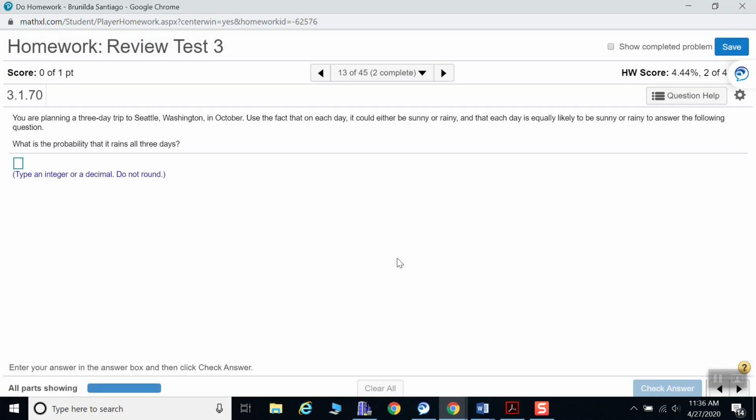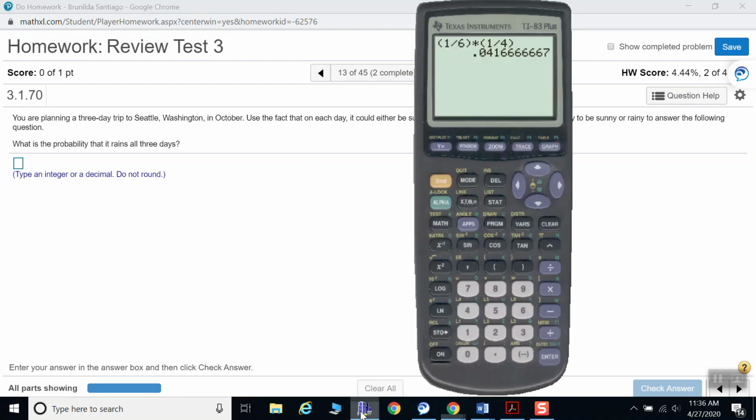So next, question 13. You're planning a 3-day trip to Seattle, Washington in October. Use the fact that on each day it could either be sunny or rainy, and that each day is equally likely to be sunny or rainy to answer the following question. What is the probability that it rains all 3 days? So what that means is that it will rain the first day and the second day and the third day. So it will be a product of 3 probabilities, and the probability of raining is it can either be sunny or it can rain. So again, I prefer to use parentheses.